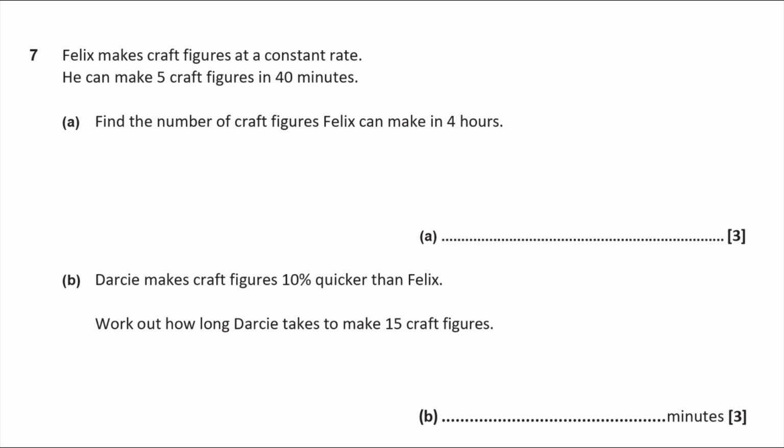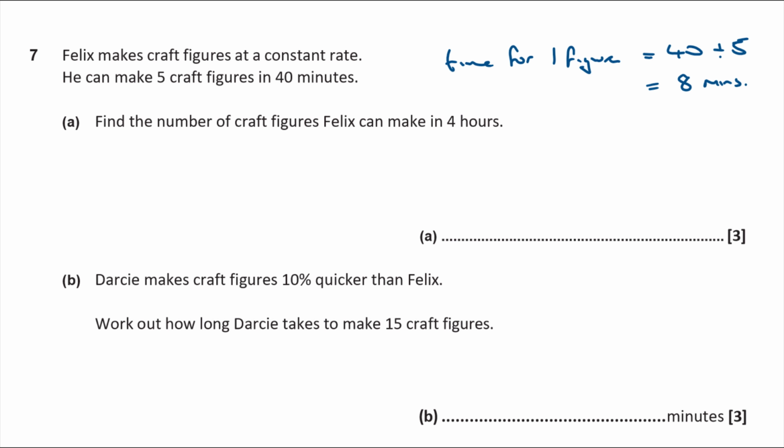Question 7. Felix makes craft figures at a constant rate. He can make 5 craft figures in 40 minutes. Find the number of craft figures that Felix can make in 4 hours. Okay. Well, if you can make 5 craft figures in 40 minutes, then time for one figure would be 40 minutes divided by 5, assuming he works at a constant rate. So he's just churning out figures one after the other. And 40 divided by 5 is 8. So it takes him 8 minutes per figure.